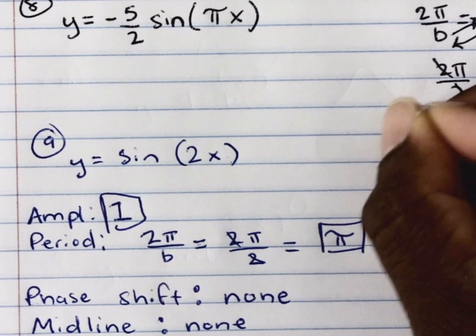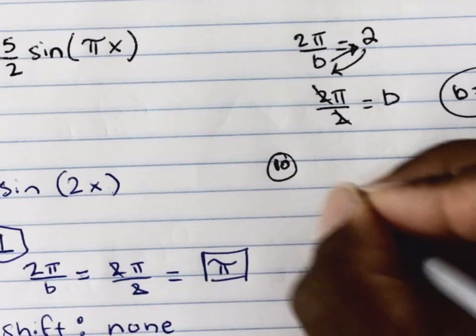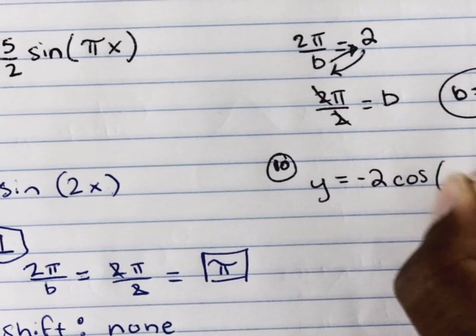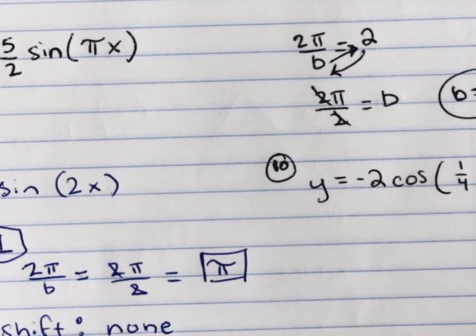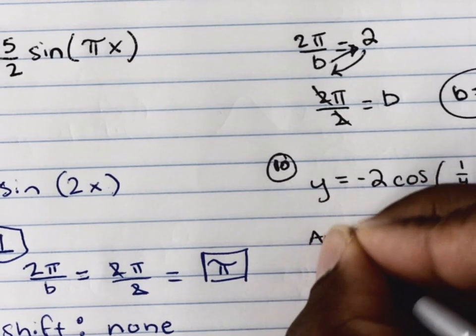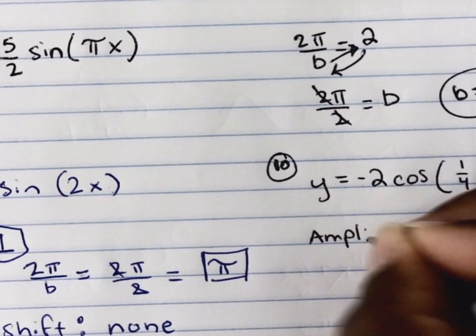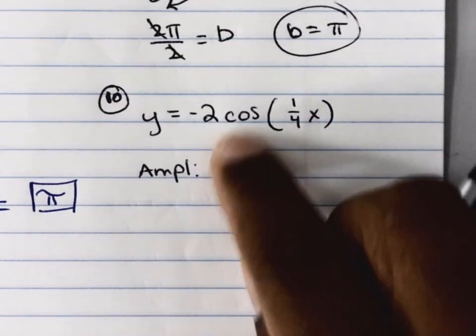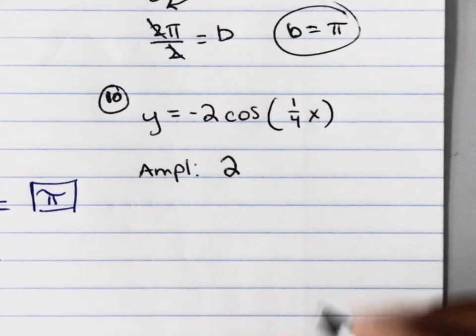All right. Number 10. Y equals negative 2 cosine 1 over 4x. Amplitude is 2. Remember, we just want the absolute value of that. So we don't care about the sign. We only care about the lead number.